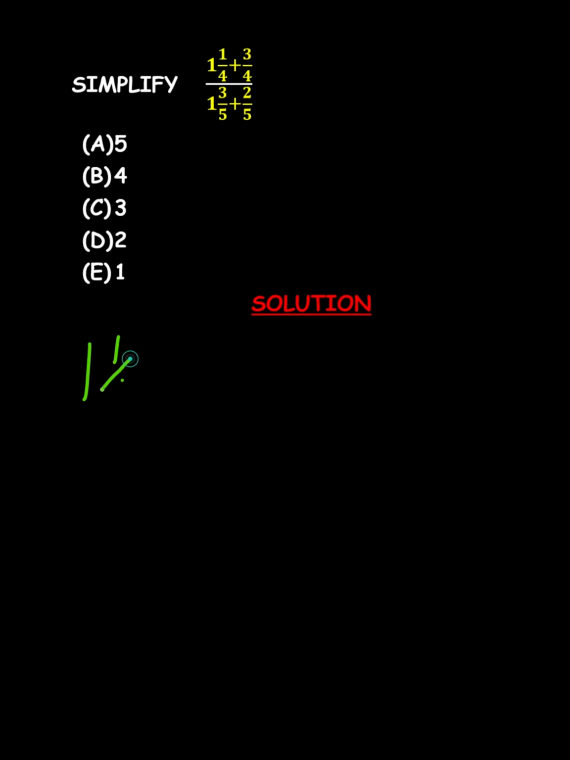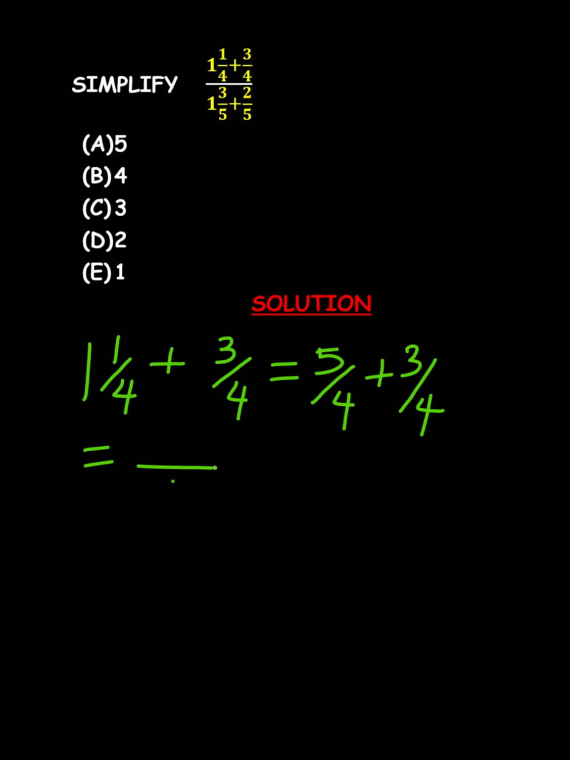1 1/4 + 3/4 equals 5/4 + 3/4, equals (5 + 3) all over 4, equals 8/4. 4 divided by 4 is 1. 8 divided by 4 is 2. Equals 2.